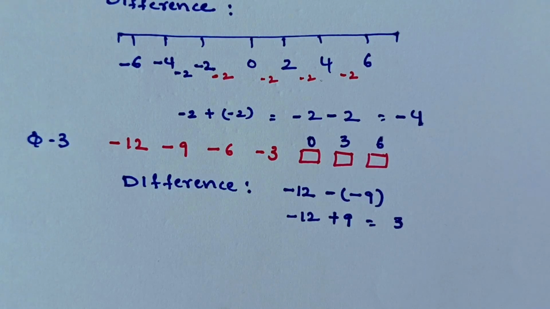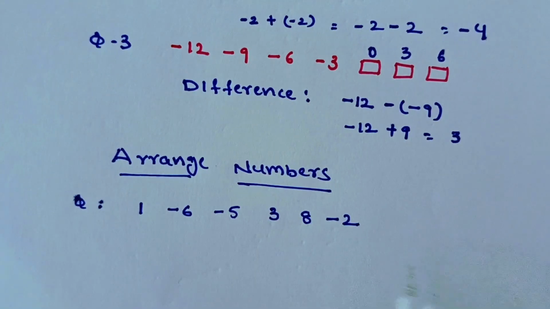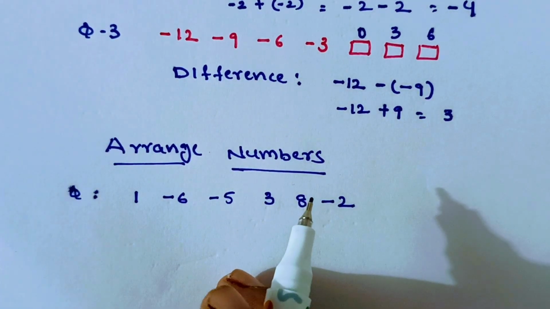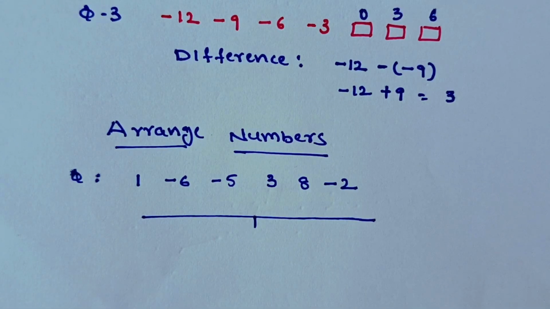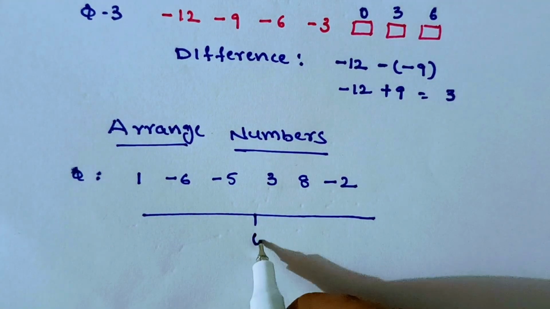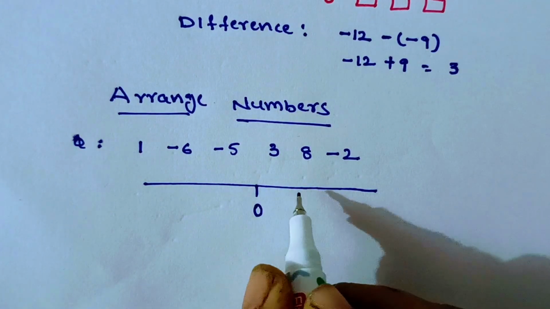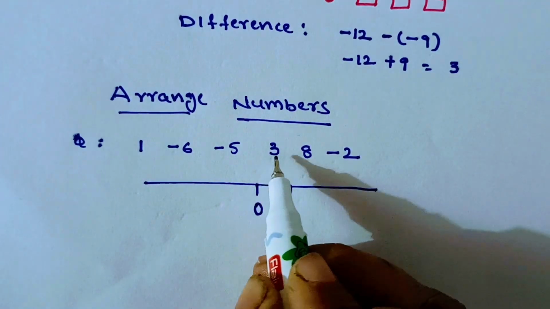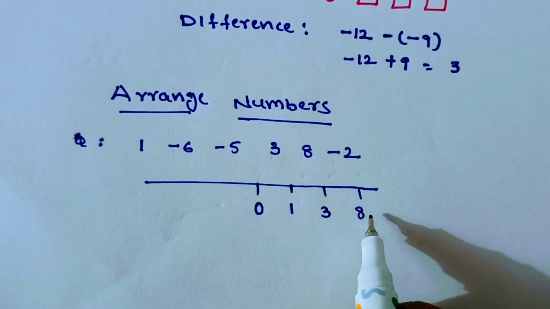Next model, arrange numbers. Arrange these numbers in the proper way. Imagine all these numbers on a number line. So, draw a number line. Positive numbers are on the right side and negative numbers are on the left side. I am writing here 0. First we write 0, then the positive numbers: after 0 comes 1, next 3, after that 8. These are positive numbers.